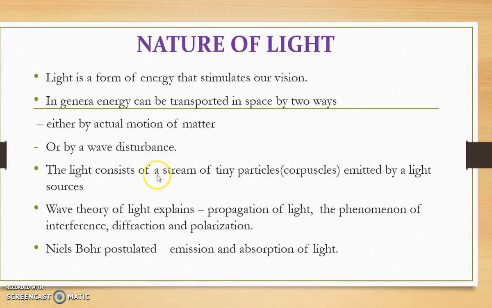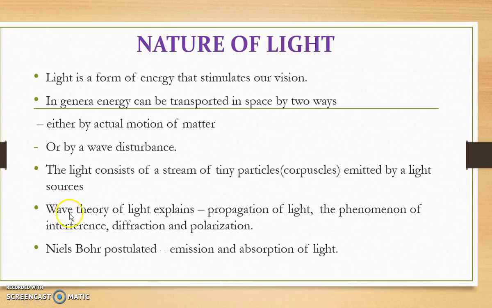The light consists of a stream of tiny particles. Here we are saying the tiny particles of light are also called corpuscles. Corpuscles is a term that is also available in medical terminology. It's nothing but minute tiny particles, like red cells or white cells. Here we are mentioning the minute tiny particles of a light stream, which are emitted by the light source.